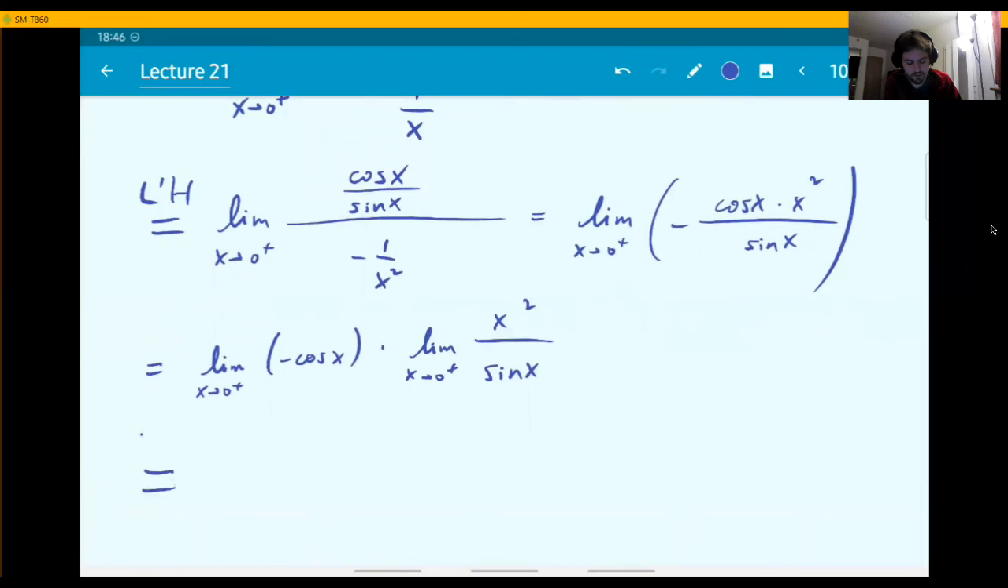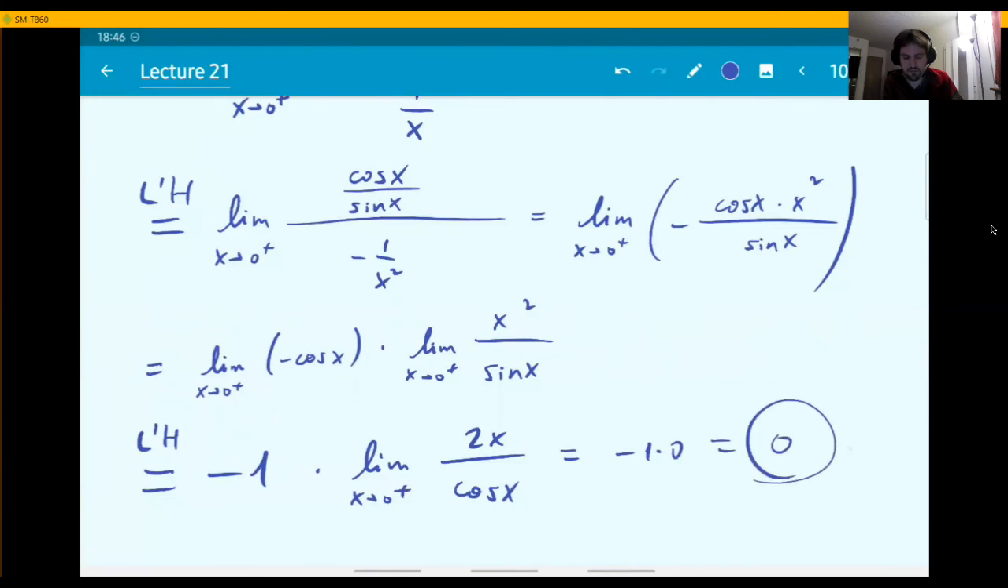So, well, L'Hopital is only applied on the second one, right? That's the 0 over 0. This one is just minus 1. Cosine of 0 is 1. Now the second part becomes, by L'Hopital, 2x over cosine x. And what is that now when x is going to 0? Well, 0 over 1, that's 0.